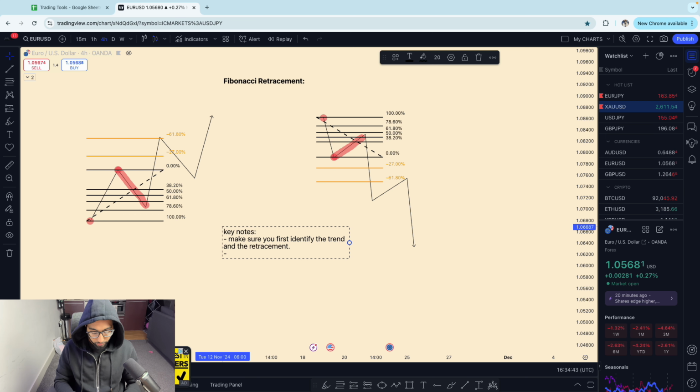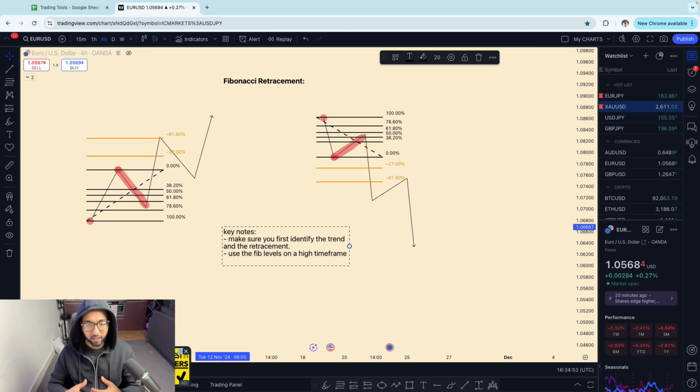Then next, use the fib levels on a high time frame. So for me personally, anything above the 1 hour is perfectly fine. If I'm going to use the 15 minutes, I have to make sure that the 15 minutes is corresponding with the rest of the time frames, or I'm basically scalping at that point, okay? But I don't really like using the 15 minutes because there are a lot of fake outs, a lot of times where fib levels do not get respected. Therefore, I'm using anything above 1 hour, okay?